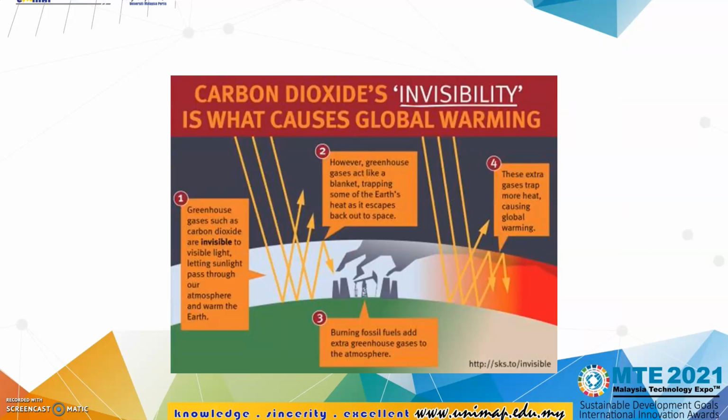Carbon dioxide's invisibility is what causes global warming. Greenhouse gases such as carbon dioxide are invisible to visible light, letting sunlight pass through our atmosphere and warm the earth. However, greenhouse gases act like a blanket, trapping some of the Earth's heat as it escapes back out to space. Burning fossil fuels adds extra greenhouse gases to the atmosphere. Lastly, these extra gases trap more heat, causing global warming.